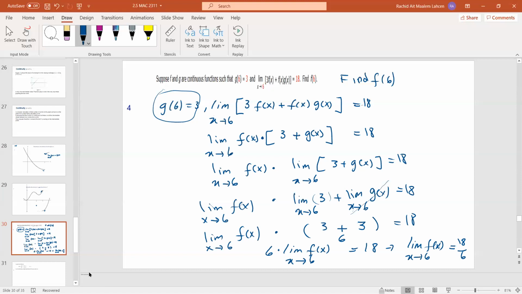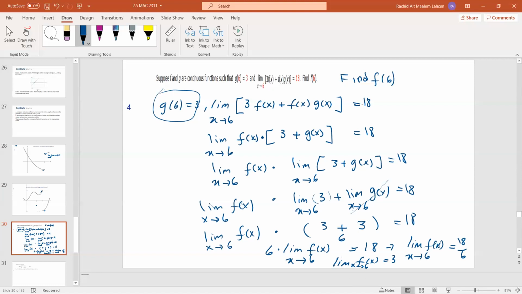And so maybe we can just continue it here and say the limit of f of x as x approaches 6 is 3. What does that mean? It means that f of 6 with that substitution is going to be 3. All right, so when you use that substitution, it equals 3.